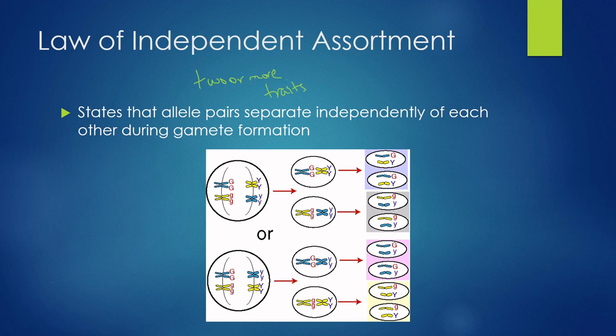And what this says is that these traits don't influence each other. They are separated independently from each other when we make our egg or sperm. And so your eye color doesn't necessarily dictate your hair color. You can have blue eyes and brown hair.